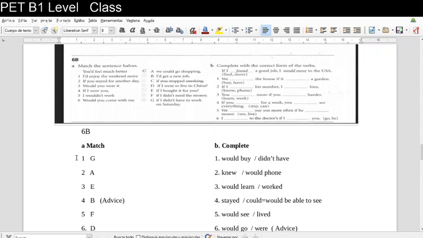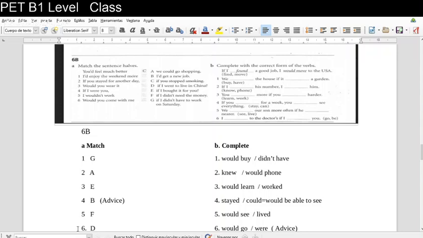Number one, G, I'd enjoy the weekend more if I didn't have to work on Saturday. 2. A, if you stayed for another day, we could go shopping. It's a suggestion, yeah? We could go shopping. 3. E, would you wear it if I bought it for you? 4. B, advice, if I were you, I'd get a new job. 5. F, I wouldn't work if I didn't need the money. And the last one, 6. Would you come with me? D, if I went to live in China.